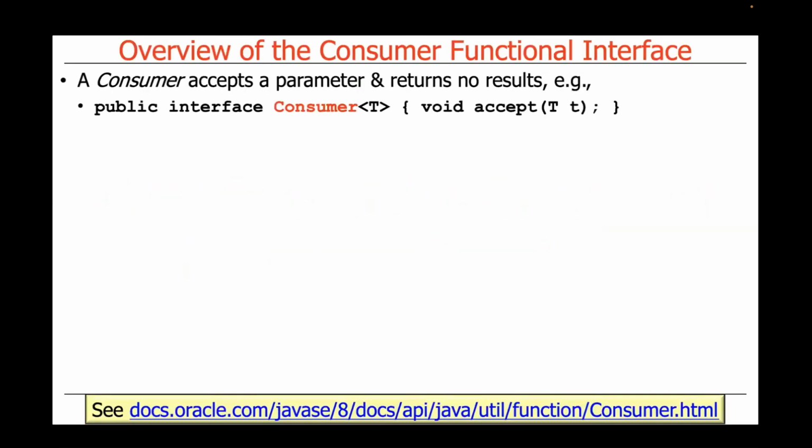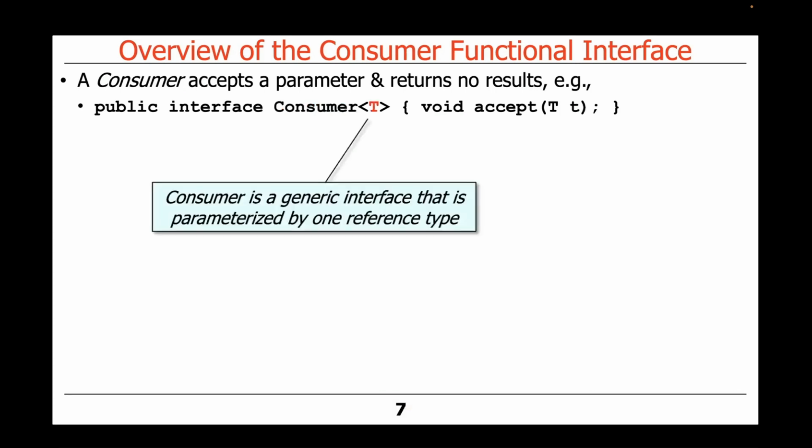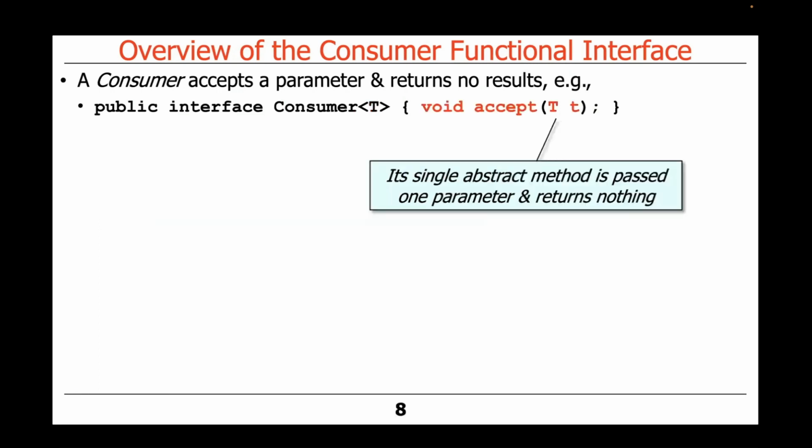So what is a consumer? A consumer is a functional interface that accepts a parameter and returns no results. So you can see here that Consumer is parameterized by type T. It's a generic interface. It's parameterized by a single reference type. And it's got a single abstract method called accept, which is passed a single parameter and does not return anything. It returns void, in quotes, because it doesn't return anything.